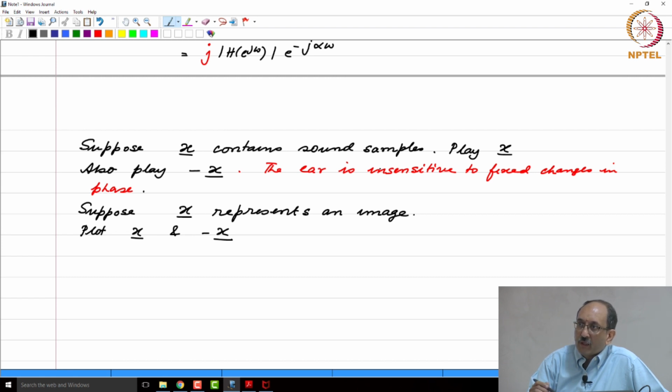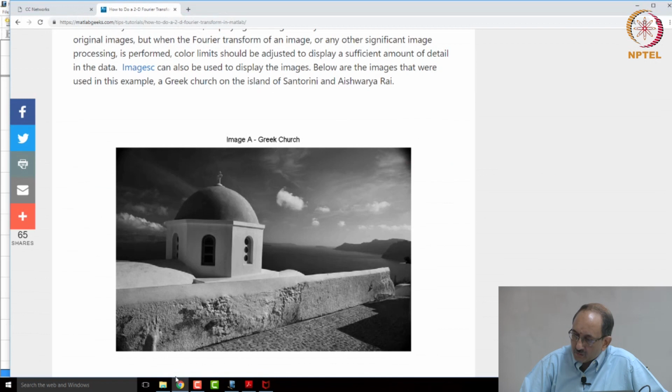So, there you are looking at the waveform with your eyes. Clearly the change in phase is affecting the shape of the waveform and you are able to see that. But if you play the same thing on an audio device, you will not be able to hear the difference. Okay. So, this is how our systems are. Okay, now let us look at this.